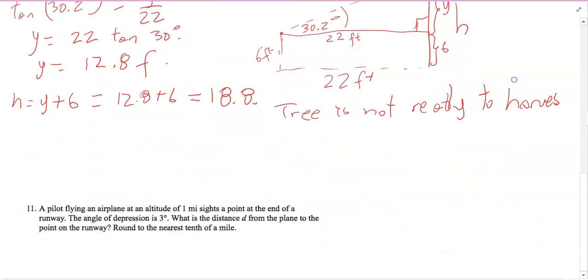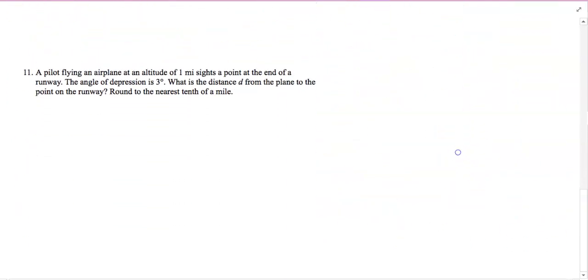Okay, so let's look at another example. A pilot flying an airplane at an altitude of 1 mile sights something on a runway, right? So he's flying at an altitude of 1 mile. So this is 1 mile. Altitude is how high he is above the ground, right? And he sights a point at the end of a runway. So there's some runway, there's a point of the runway.